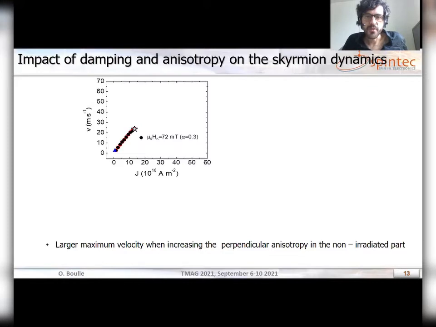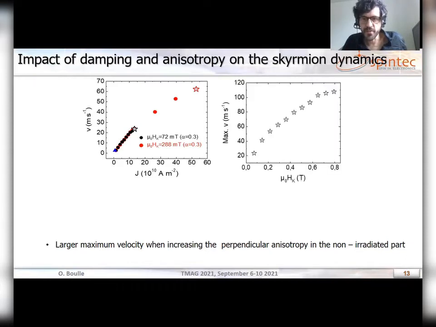However, what we also observe is that above some threshold current density, the energy barrier is not large enough to compete with the gyrotropic force, and the skyrmions are expelled out of the racetrack. This is what happens here. Nevertheless, these simulations show that this threshold can be easily tuned by varying the barrier height, for instance, by increasing the anisotropy of the pristine film. We can see here that increasing the anisotropy field in the non-irradiated area brings the maximum velocity from 25 to 65 meters per second, without affecting much the dependence of the velocity on the current density.